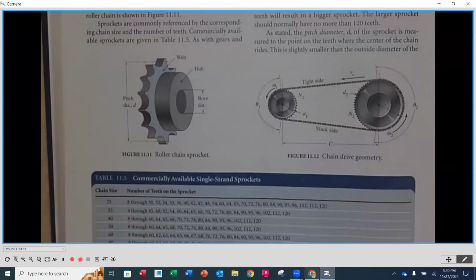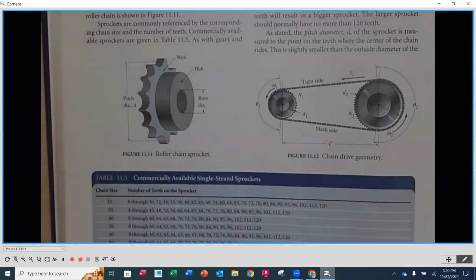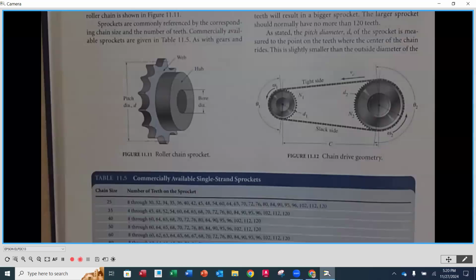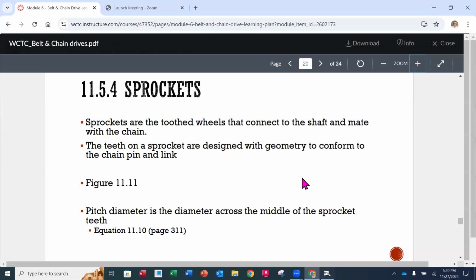Let me go back over here. Pitch diameter. You'll notice that there is a pitch diameter on here, just like there is on gear teeth. So very similar. It's going to be that place where it engages with the roller chain, and that is where the torque and the power is going to be transmitted. Effective diameter. Think of it in terms of like a gear. So again, it's kind of a hybrid between a gear drive and a belt drive.